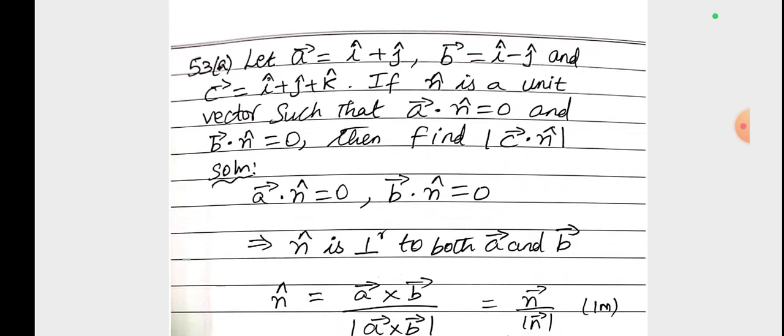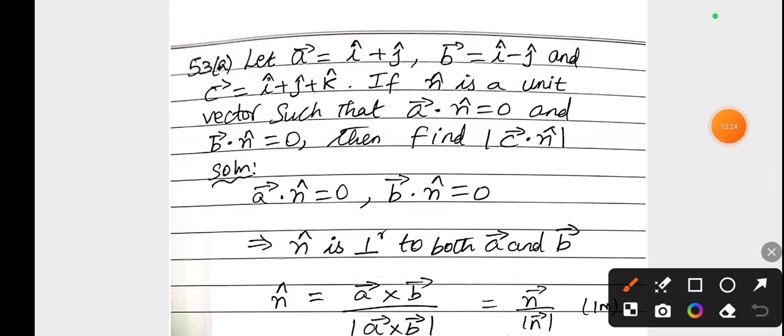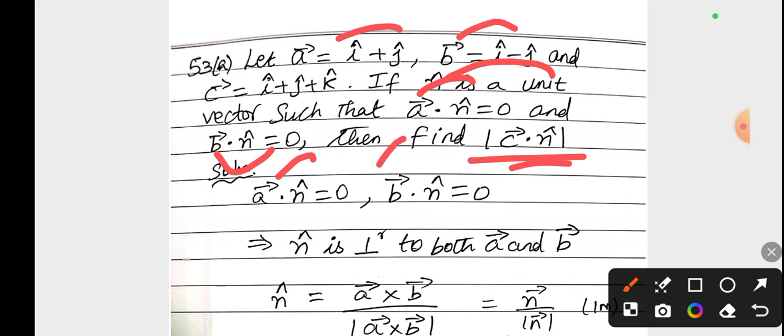Going to 53A. A vector equals i cap plus j cap, B vector i cap minus j cap, C vector equal to i plus j plus k. n cap is a unit vector and A vector dot n cap is 0, B vector dot n cap is 0. Find magnitude of C vector dot n cap. Since A vector dot n cap is 0 and B vector dot n cap is 0, it says that n cap is perpendicular to both A and B.